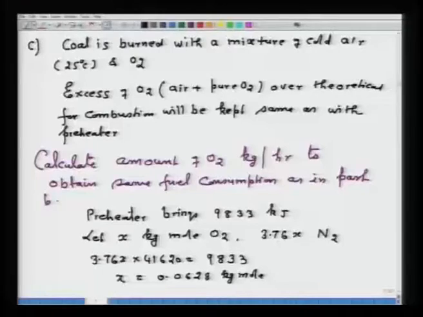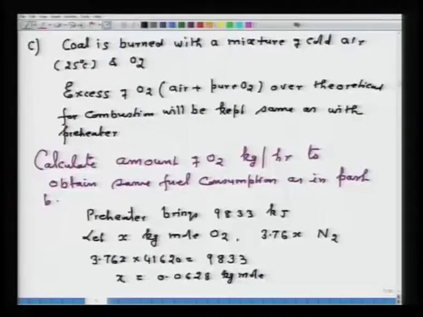Now, since it is equivalent to 9833, whatever amount of heat which the preheater was bringing, now I have cut down that heat by reducing the amount of nitrogen, that is the only trick. So, now oxygen I can calculate, the oxygen will come to 691 kilogram per hour, because I know the fuel consumption already given to you. So, from that you can get the amount of oxygen, that is 691 kg per hour.